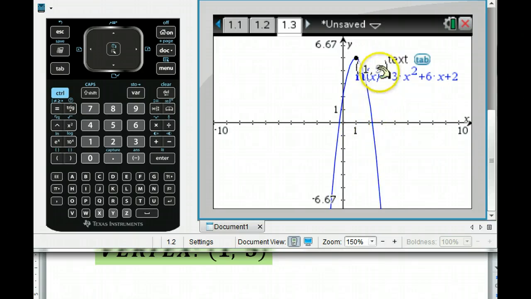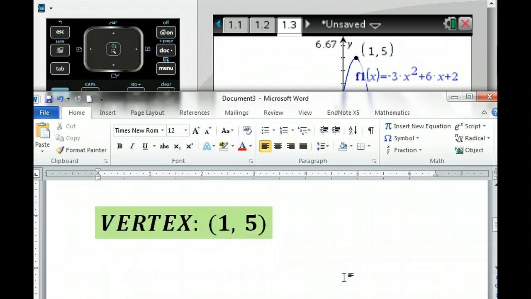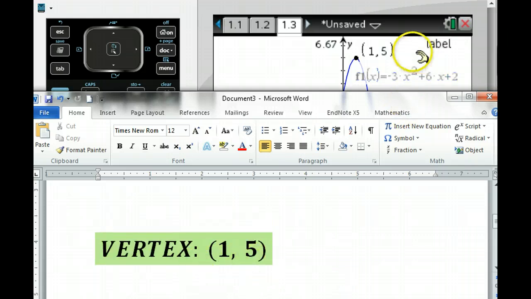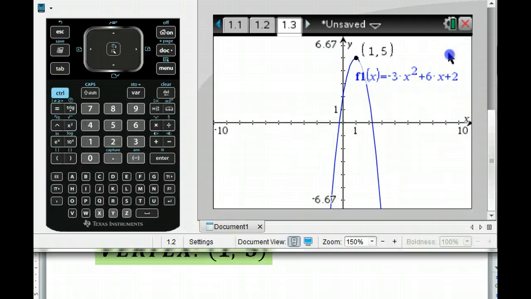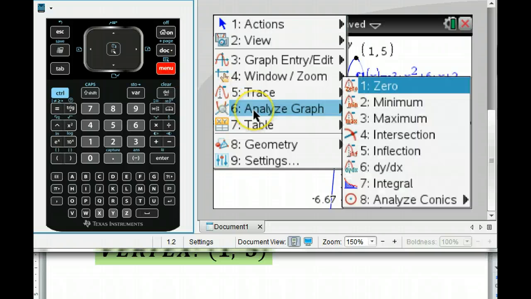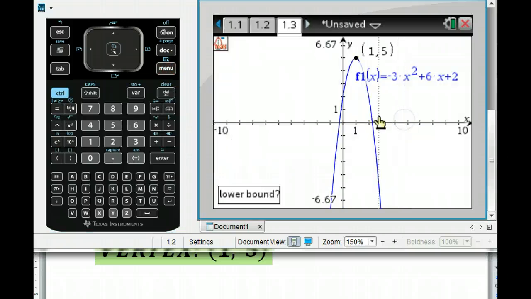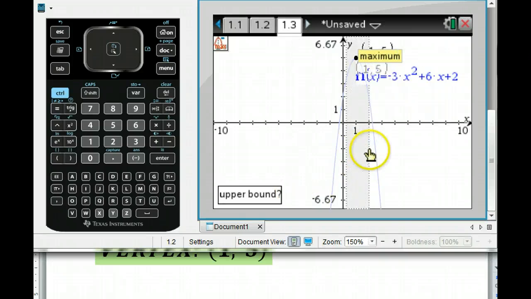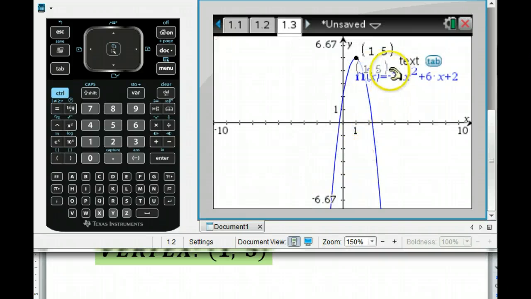It tells you that the maximum point is right here at 1, 5. Okay, (1, 5) is our vertex, and we can look down here, and our vertex on that one was (1, 5). And we have to use parentheses in your answer, otherwise it will mark it wrong. Okay, and that's basically how you do it. You just go to the menu button, go to Analyze Graph, Maximum, lower bound, you just have to pick somewhere on the left-hand side. You go to the upper bound, somewhere on the right-hand side, and it magically finds it for you. There's our vertex, that (1, 5).